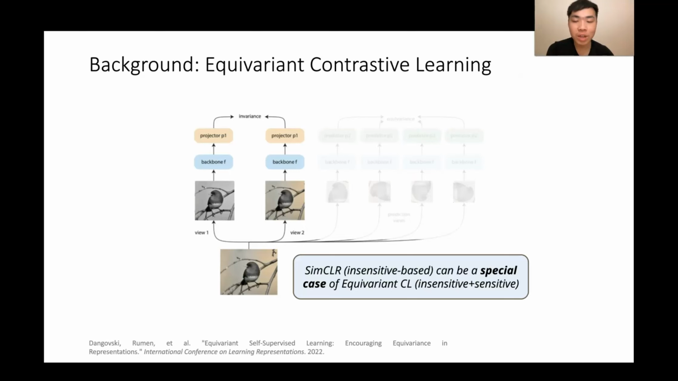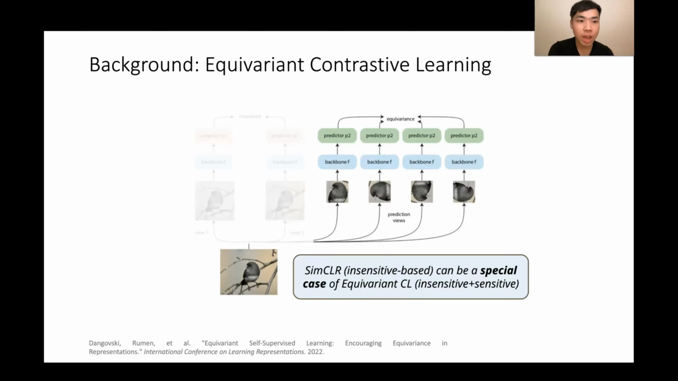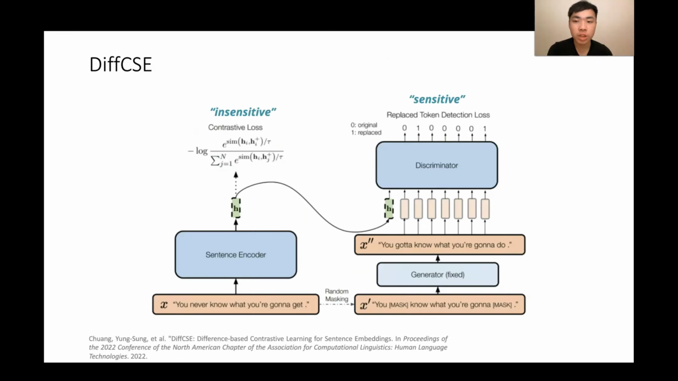On the left-hand side is a regular SimCLR model that tries to make the representation invariant to the grayscale augmentation. And on the right-hand side is a prediction task. We try to predict the rotation angle of an input image so we can make the model sensitive to 4-4 rotation augmentation. So how can we apply this concept to learn sentence embeddings? Here we propose a model called DiffCSE. It's also a multitask model.